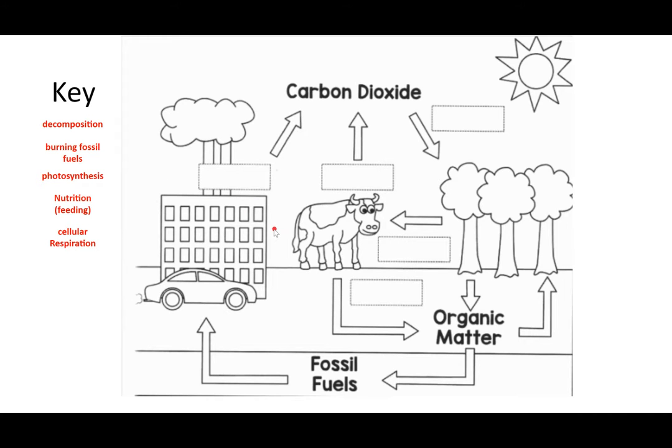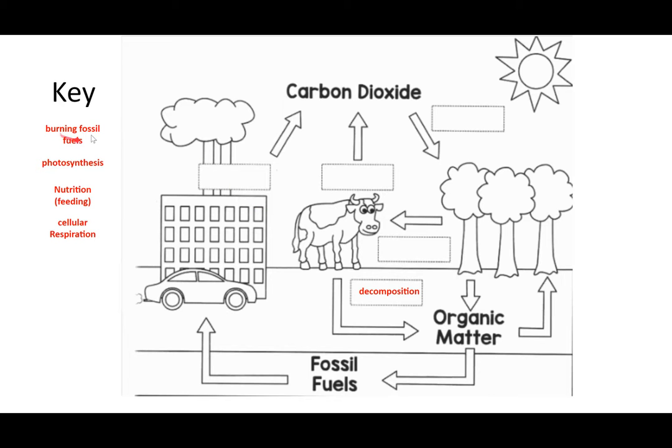They are decomposed by bacteria or fungi so that their organic matter can be returned to the soil to be used by plants. So decomposition is going to go right down here, the bottommost blank. So this cow, it will decompose, be returned to organic matter, which can then be taken up by plants to be used as material for photosynthesis.